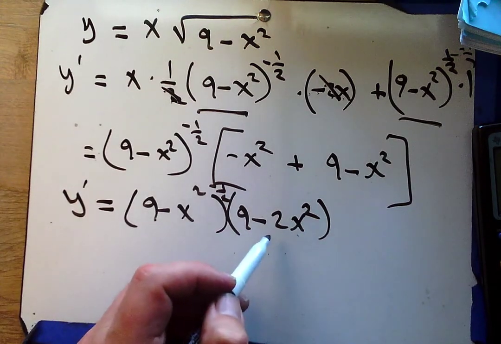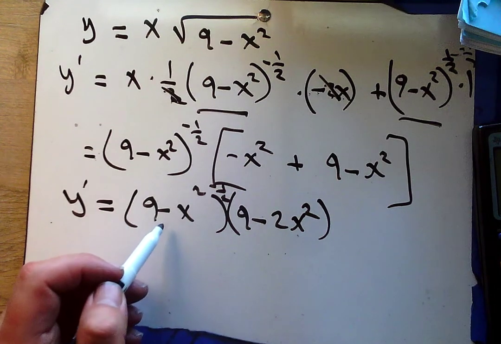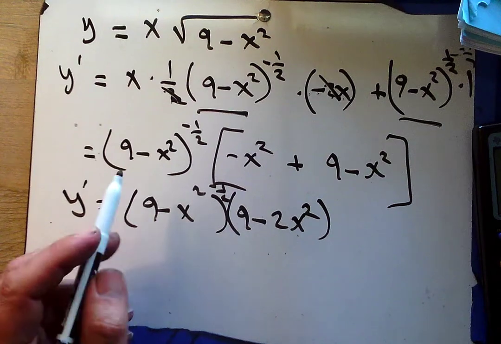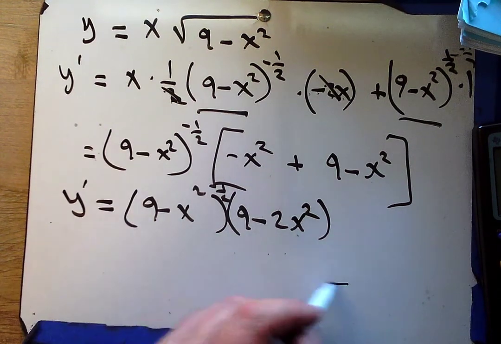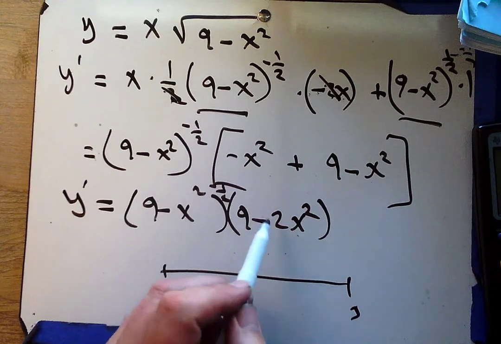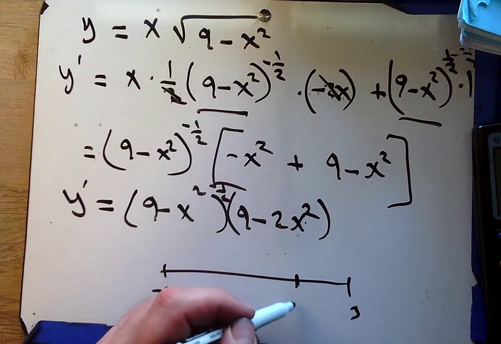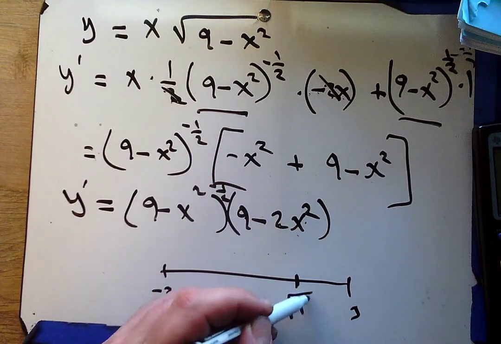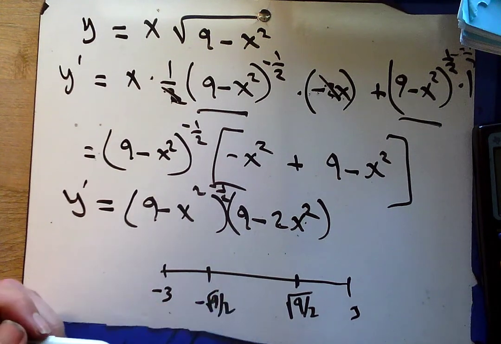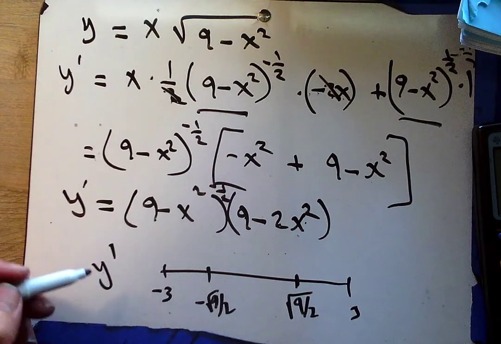If I set this equal to 0, I'm finding when y prime is equal to 0. If I set this equal to 0, I'm finding when y prime is undefined. So y prime is undefined at negative 3 and 3. And here, 9 halves, square root of 9 halves, negative square root of 9 halves. Okay, so let's test some points in y prime.